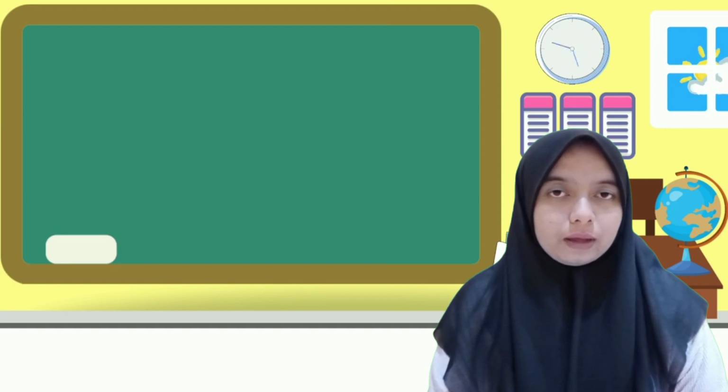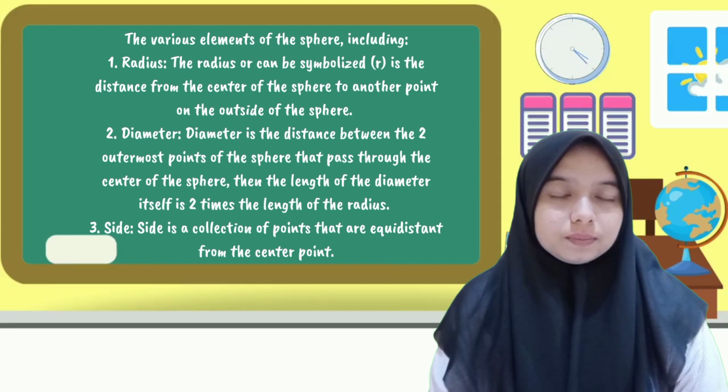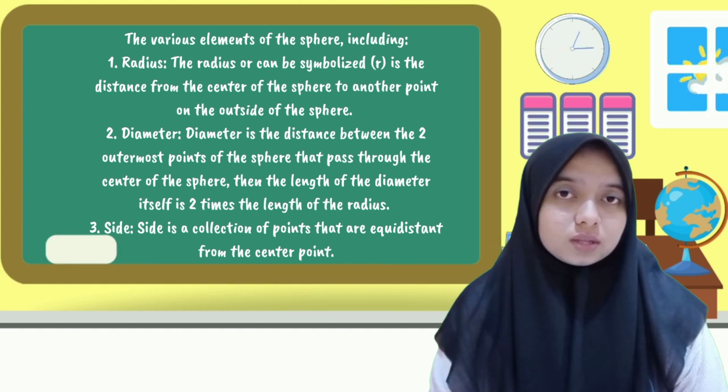Hello, my name is Ulfat. Here I will explain the various elements and characteristics of the sphere. The elements of the sphere include: 1. Radius. The radius, which can be symbolized as r, is the distance from the center of the sphere to a point on the outside of the sphere.